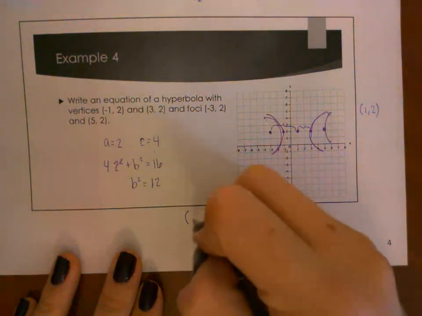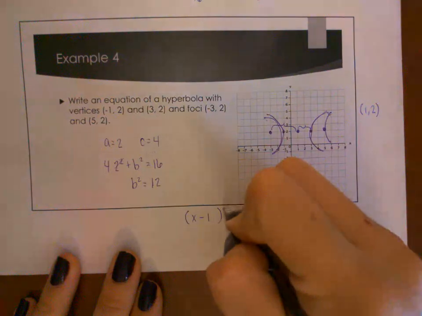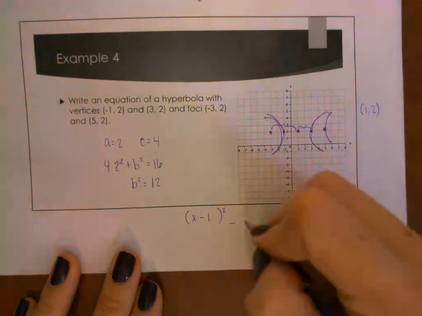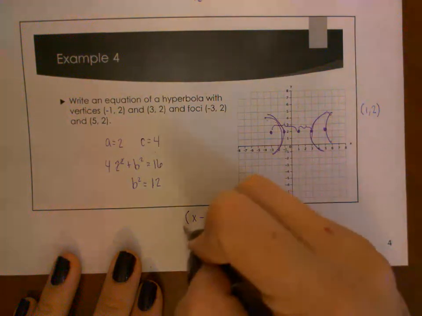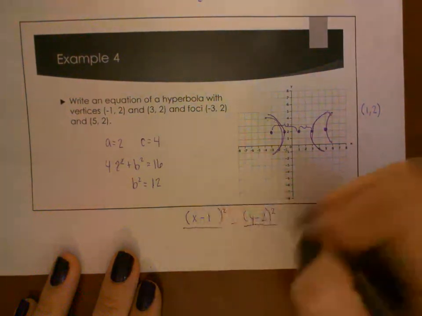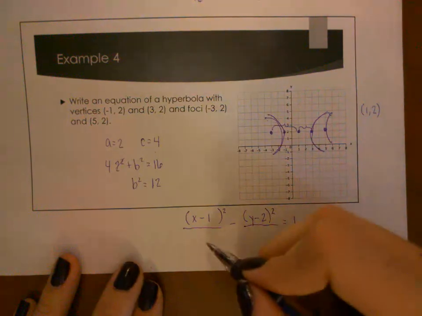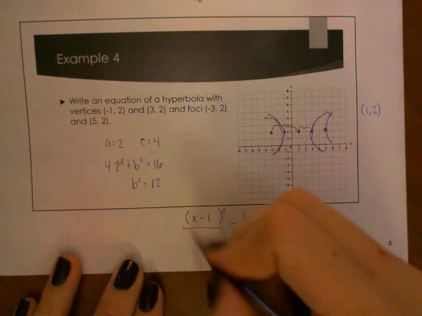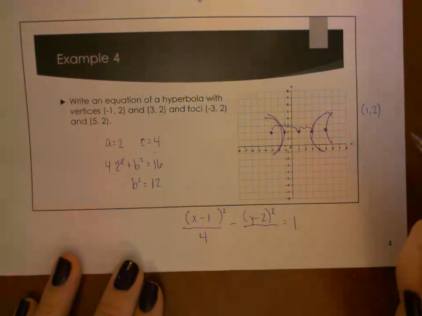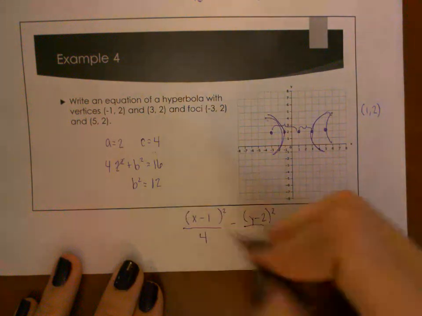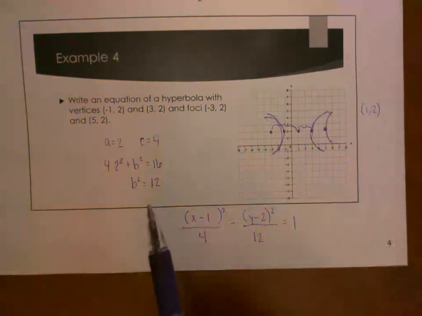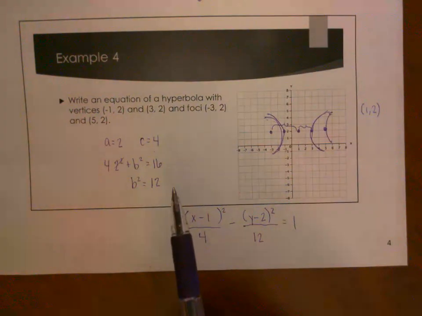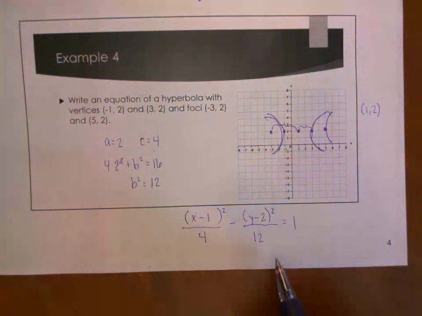So I'm going to have x minus 1 squared minus, and then y minus 2 squared all over, and equals 1. So in the denominator here, I'm going to have a squared, because again, a for a hyperbola always goes first. And then b squared we found was already 12. Be careful not to square that again and say that it'd be 144. That would actually be b to the 4th. So you just need to make sure that you're keeping it b squared and not squaring it a second time.